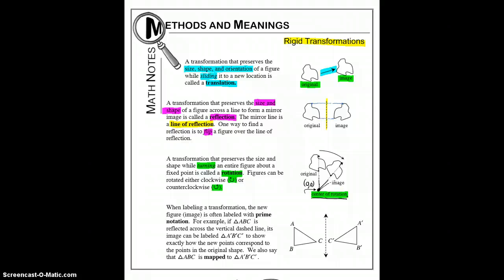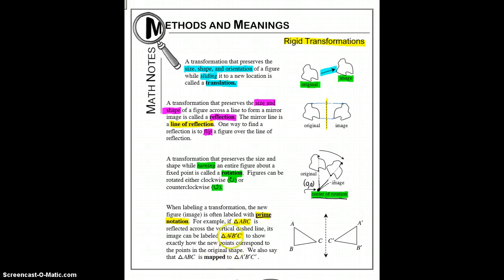Now, some of us were doing this today in class and some of us weren't. We have to make sure that we're using the proper prime notation. So what does that mean? It means that if I have an original figure, original triangle ABC, and it's reflected or translated or rotated, it doesn't matter, but if it has been transformed somehow, its new image is labeled in this fashion with the apostrophes. We would call the new triangle A prime, B prime, C prime. That's where that prime notation comes from.